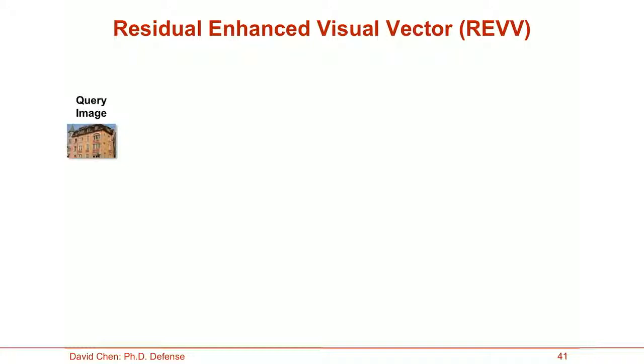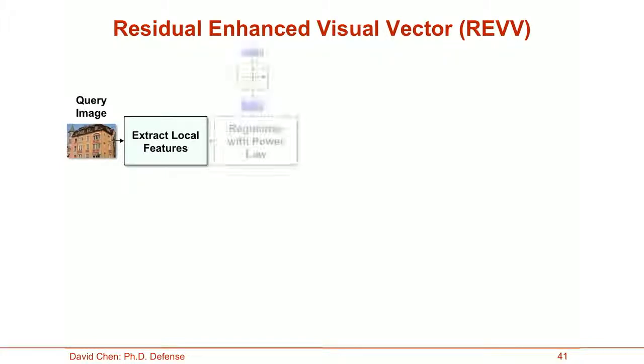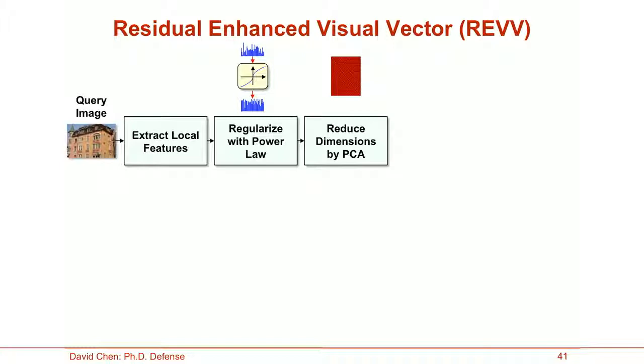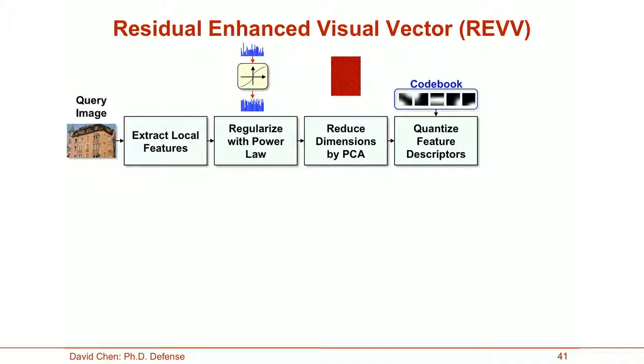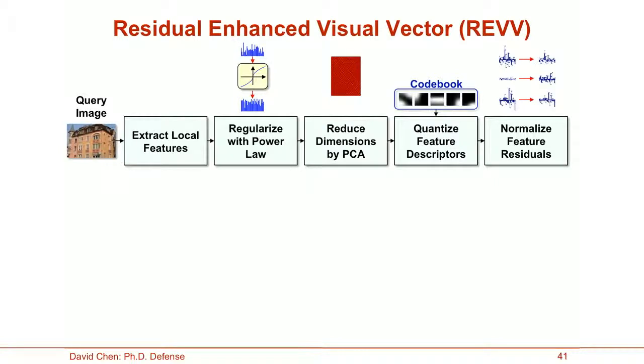Using feature residuals, I developed a very compact signature called the Residual Enhanced Visual Vector, or REV for short. Here I'll illustrate the steps for generating and comparing a REV signature. Starting with a query image, we'll extract local features. We'll regularize the feature descriptors with a power law to reduce the effect of peaky components. Then we'll reduce the dimensionality by principal component analysis. The feature descriptors are quantized to a small codebook. The residuals that result are normalized on a per-cell basis.